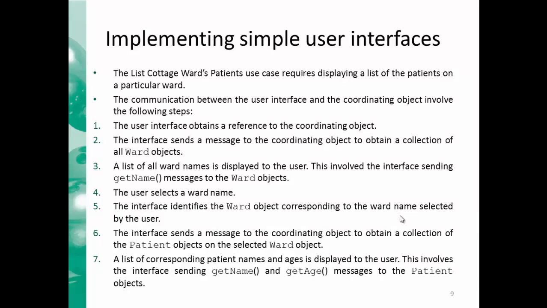To be able to list the Cottage wards patients, we need to go through the following steps. The user interface obtains a reference to the coordinating object. The interface sends a message to the coordinating object to obtain a collection of ward objects. A list of all ward names is displayed to the user. This involves the interface sending a get name message to the ward object.